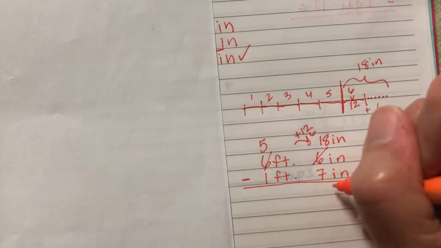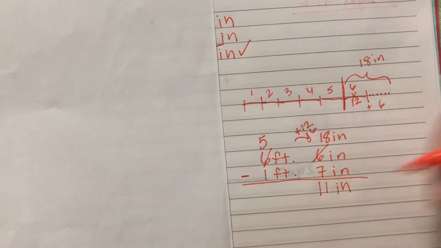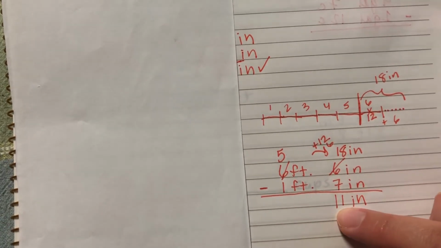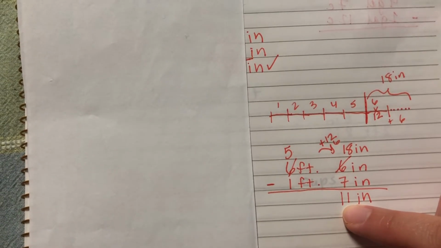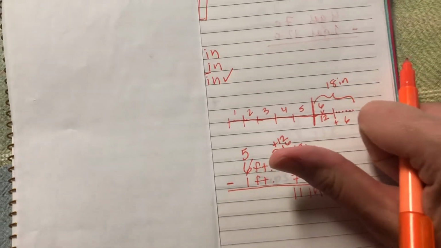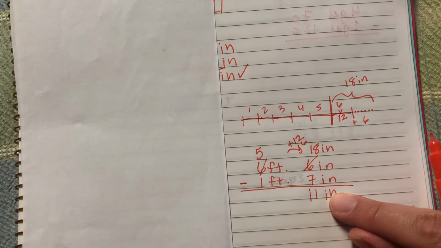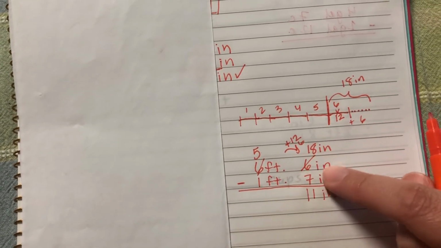18 minus 7 is going to be 11 inches. Okay, then inches are taken care of. Is 11 less than 12? Absolutely. If it was 12 or more, we didn't need to regroup. So the fact that it's less than 12 means we did the right thing and we're on the right track. If it was 12 or greater, we would need to reevaluate what we did here.